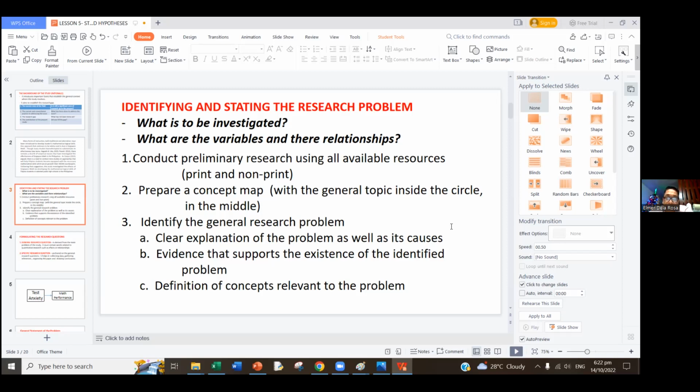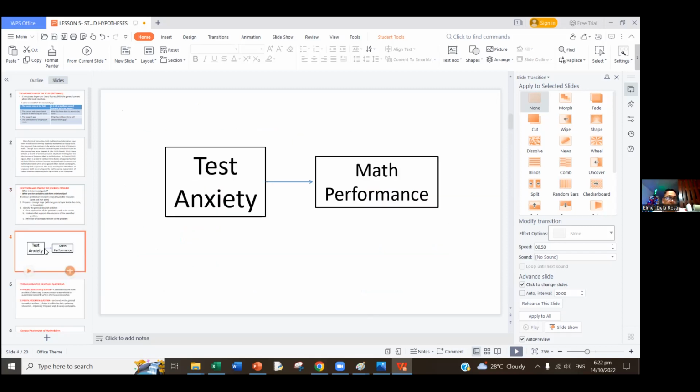If you provide a clear explanation of the problem as well as its causes, evidence that supports the existence of the identified problem, and definition of concepts relevant to the problem. So to make this more clear, let's have an example. Suppose this is my theory. Sample lang ito, no? This is a quantitative design.